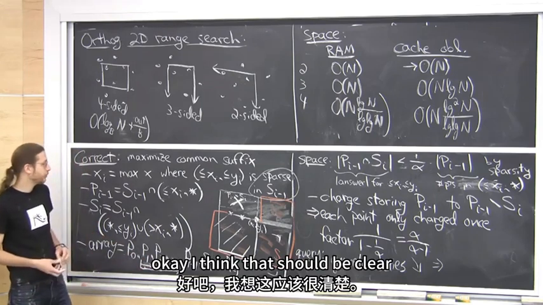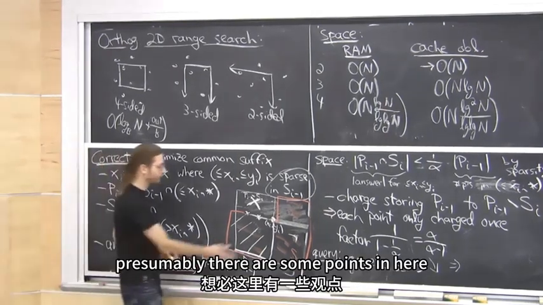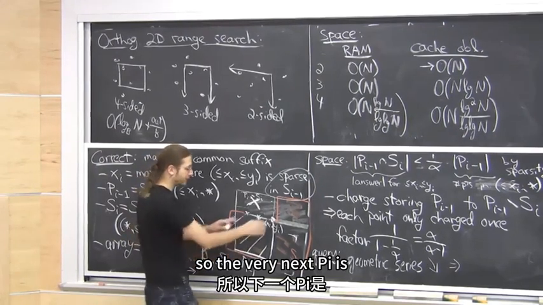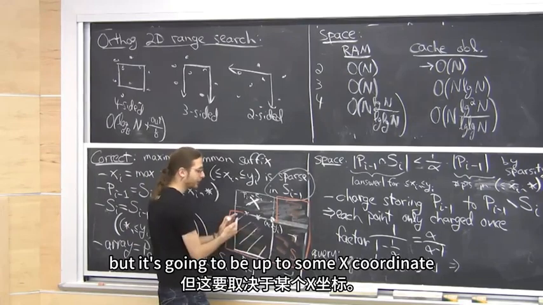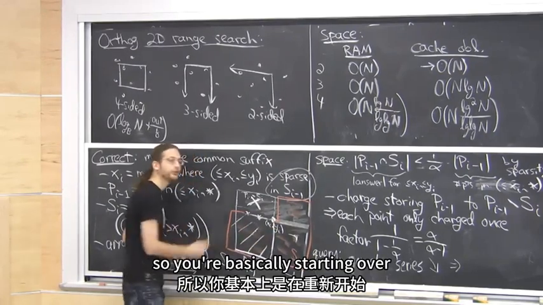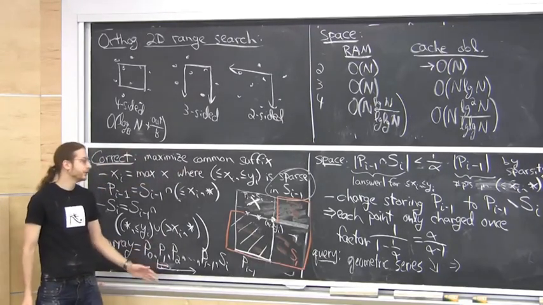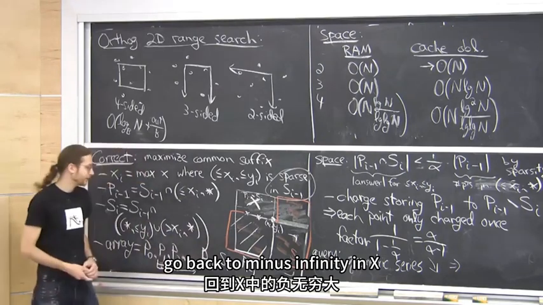Okay, I think that should be clear. Because presumably there are some points in here, and so the very next PI, it's restricted within this red thing, but it's going to be up to some x coordinate. So you're basically starting over. Every time you go to the PIs, you're starting over in x. Go back to minus infinity in x.